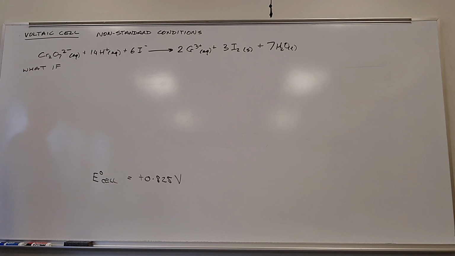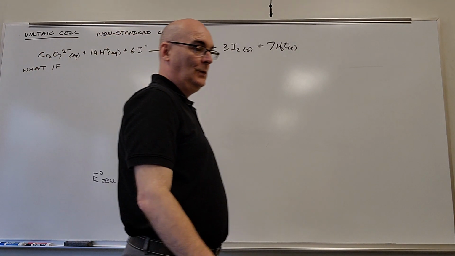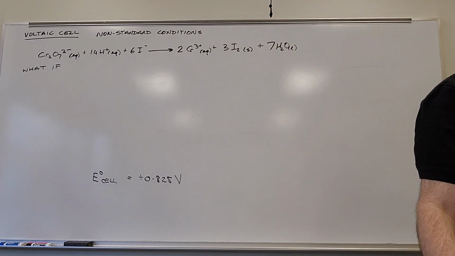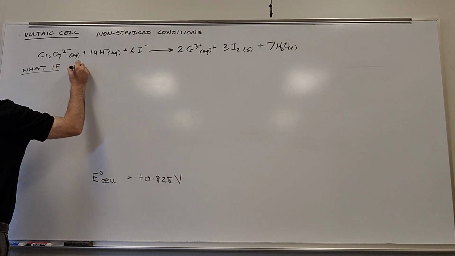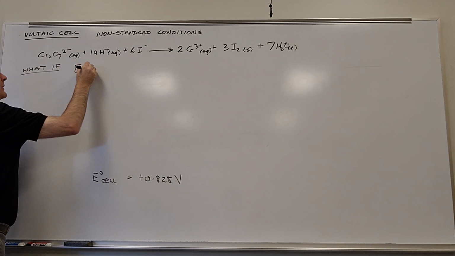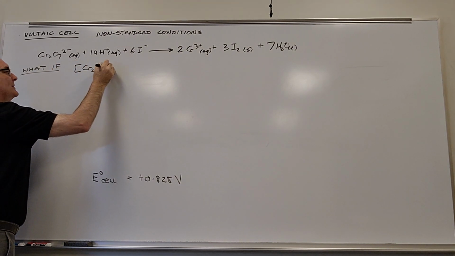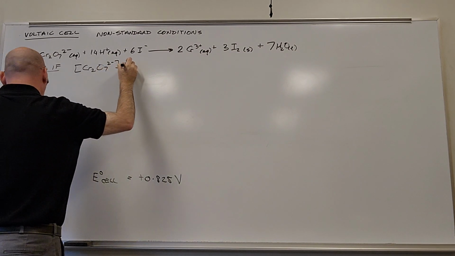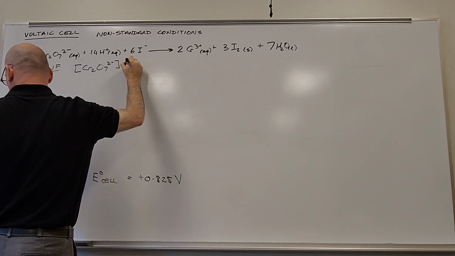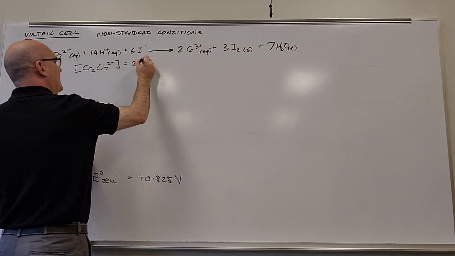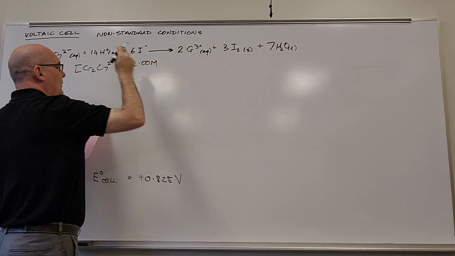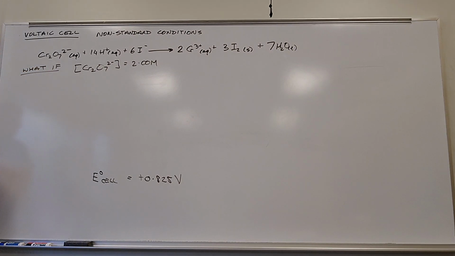I'm going to change the numbers. What if we went to non-standard concentrations? What if the concentration of our dichromate is, well, we've got three significant figures, I'm going to give you three, 2 moles per liter.